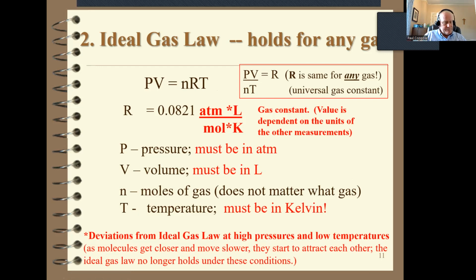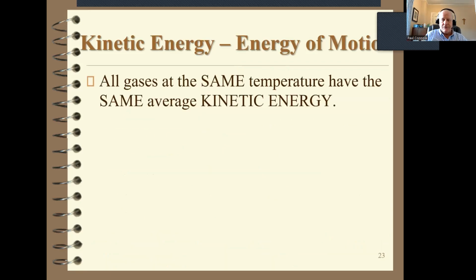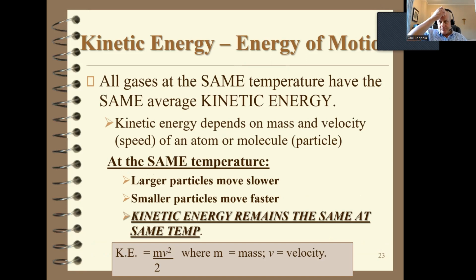All right, go back to slide 23. Okay, so remember, same temperature, same average kinetic energy. Kinetic energy depends on both mass and velocity. So heavier molecules move slower, smaller particles move faster. But if they're at the same temperature, the kinetic energy is the same. The average kinetic energy is the same because kinetic energy depends on mass and velocity.